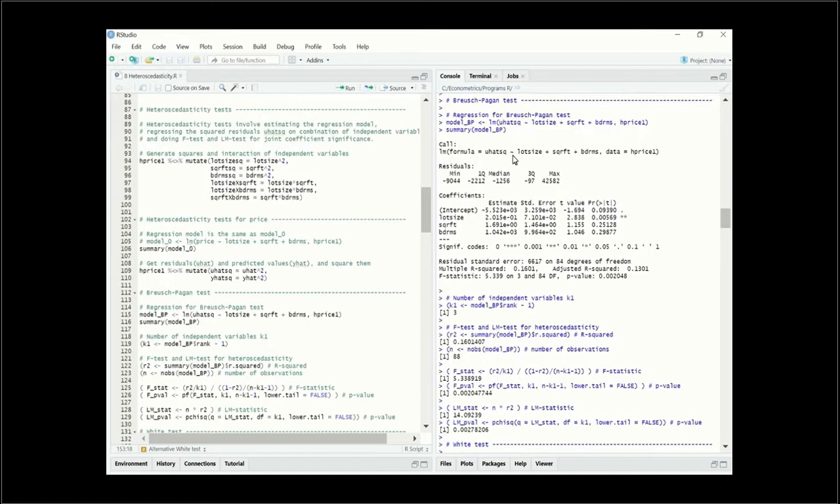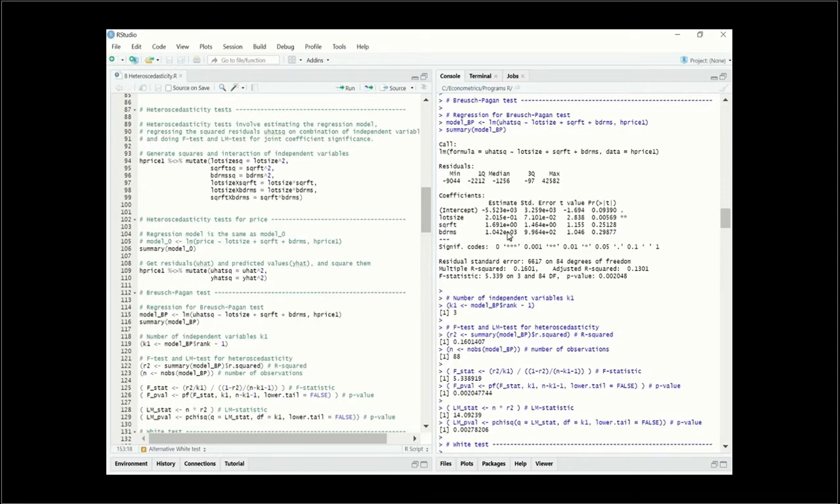So it's not price regressed on the independent variables, but after we regressed price on all the independent variables, we got U hat, which is the residuals from that regression above. Then we squared them, and now this is the regression of the squared residuals on the independent variables. And these are the coefficients here.